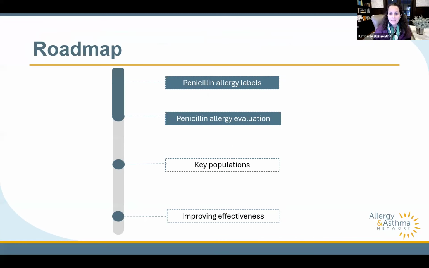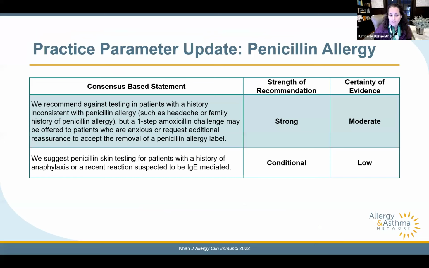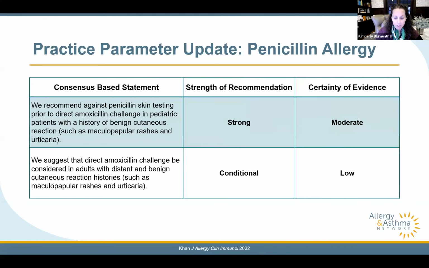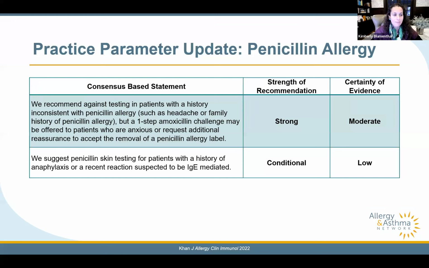Okay, so now how do we do penicillin allergy evaluations? I want to start with the update to the recent practice parameters that were published in 2022. And these are a couple of consensus-based statements from that. So the first is, we recommend against testing in patients with a history inconsistent with penicillin allergy, like a history of headache, or family history of penicillin allergy. But a one-step amoxicillin challenge can be offered to patients who are anxious or request additional reassurance to accept the removal of a penicillin allergy label. This was a strong recommendation with moderate certainty evidence.